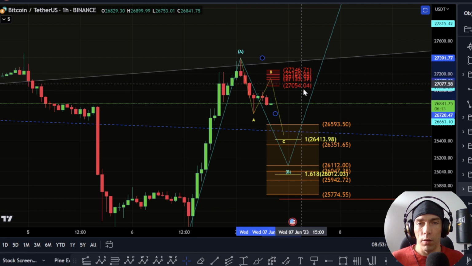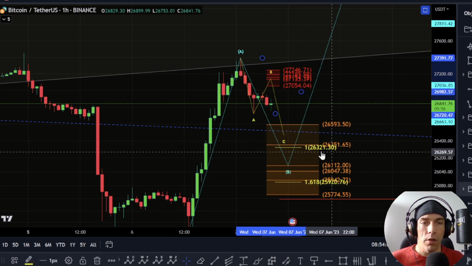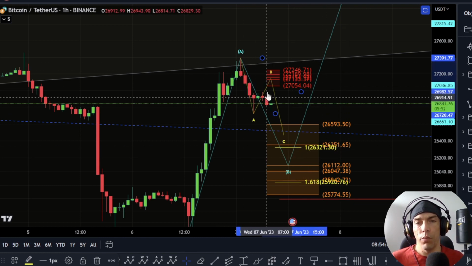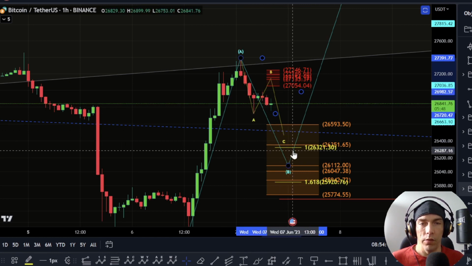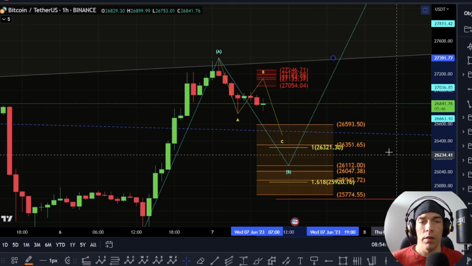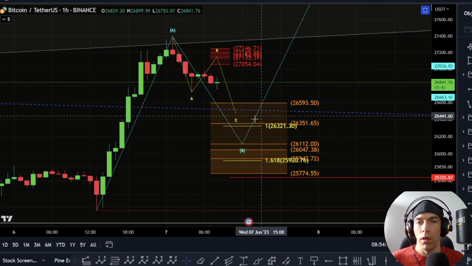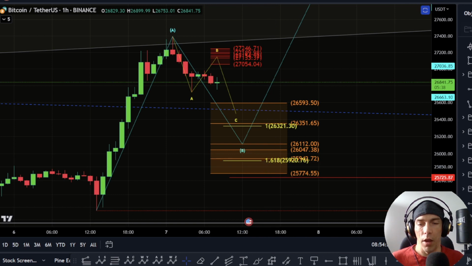Now, if we break down directly, this one-to-one would actually be lower down and would be here towards this 50% area here, which would be this 26,351. So if we see price just actually fall off directly, where this becomes A, B, and then we see the C wave play out immediately, that would then just mean that we're actually looking to break down to one of these targets here. Now, I would be keeping an eye on this 1.618 here as well for a deeper retracement.